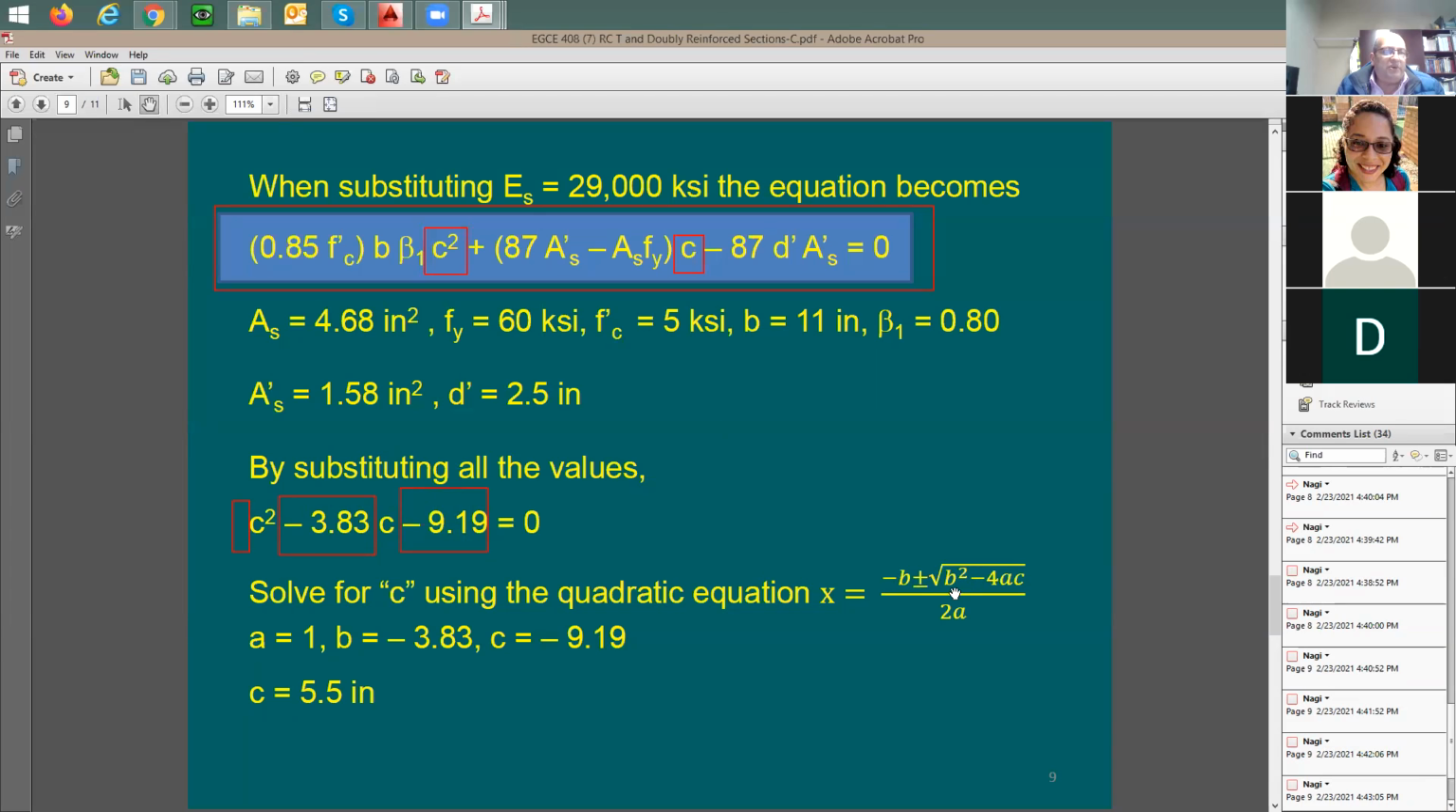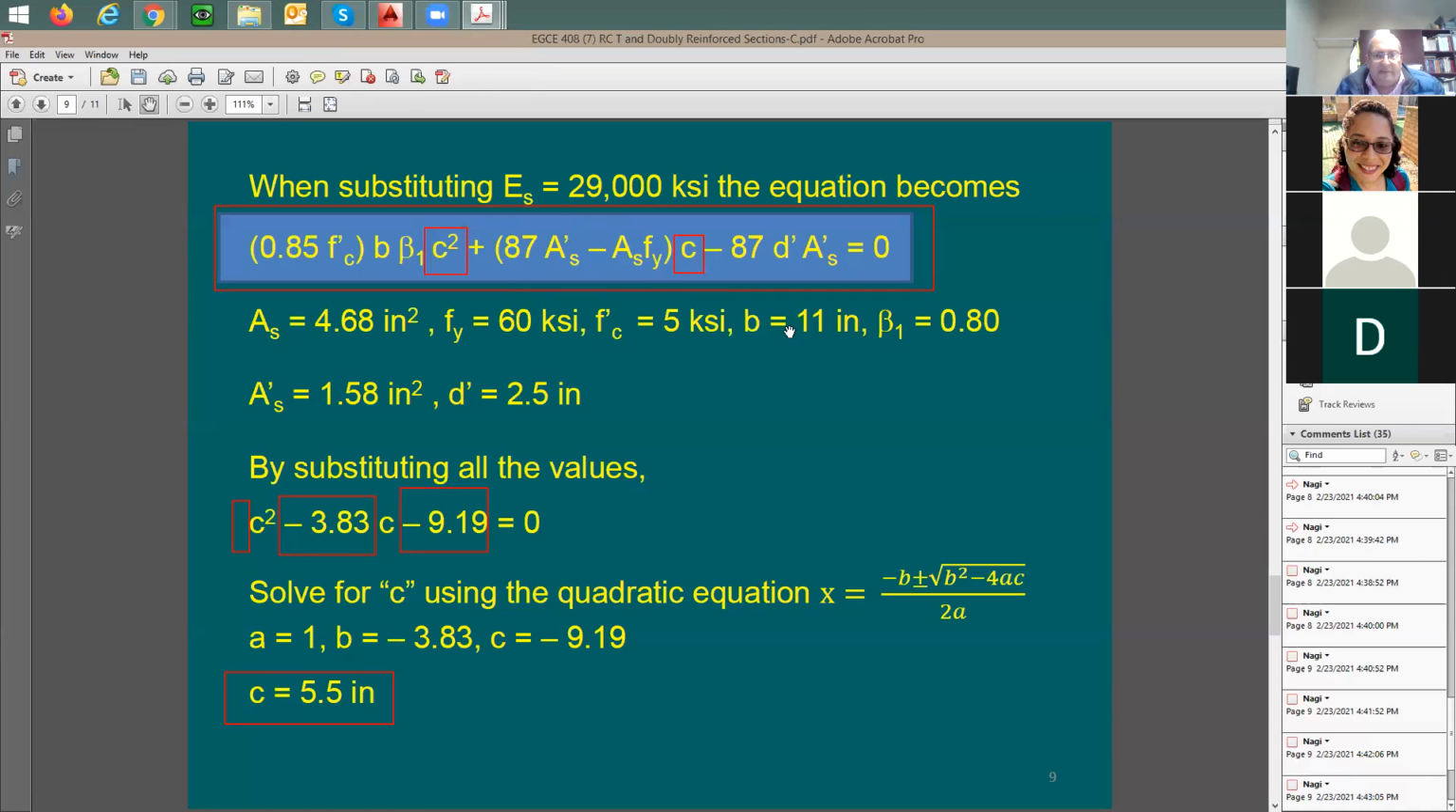Now solve this equation. You're going to have your two answers. One of them is going to be negative, which doesn't make sense because neutral axis depth cannot be a negative value. And the other one is going to be 5.5 inches. So here we go. Now we're able to get the actual neutral axis depth.